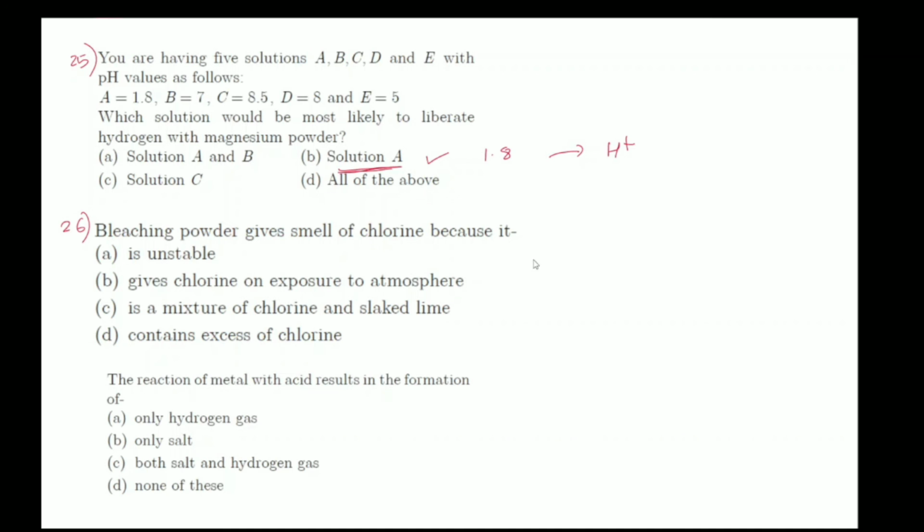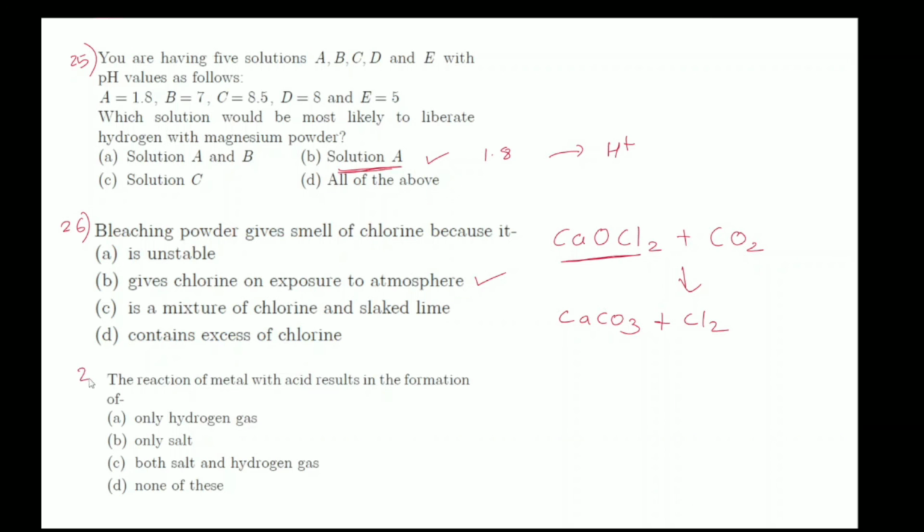Bleaching powder is nothing but calcium oxychloride, CaOCl2. This is the formula for bleaching powder. It contains chlorine. When it reacts with surrounding gas, carbon dioxide, it gives you calcium carbonate, plus chlorine is getting separated. So this chlorine is getting separated on exposure to atmosphere.